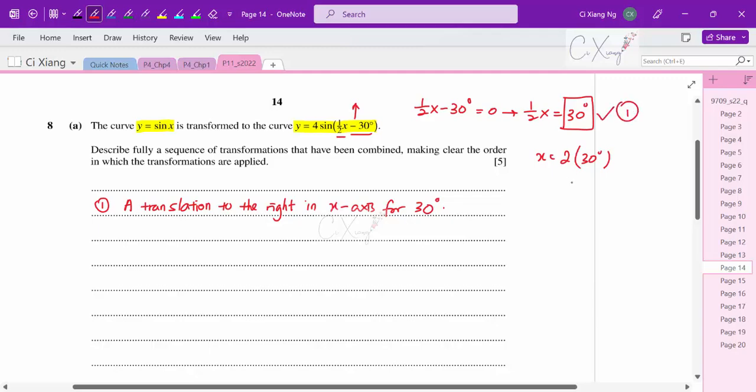And after that, for the second one, we are actually multiplying a 2 to the value of x, where we have a stretch, right? So a stretch in the x direction with a stretch factor of 2.